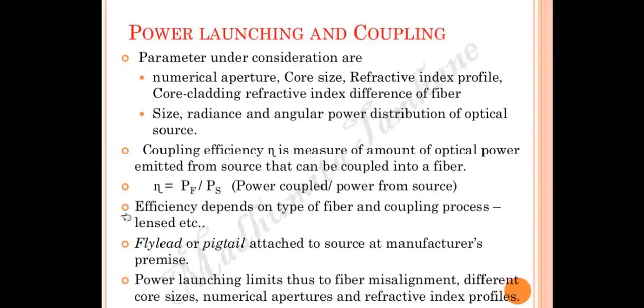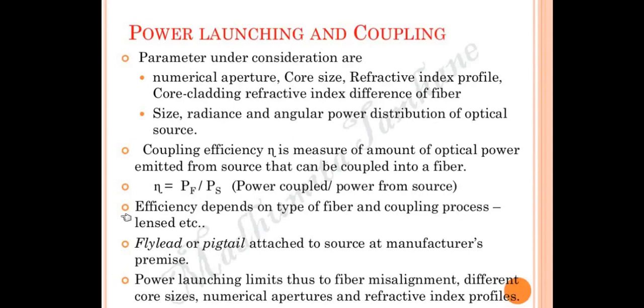So in the previous class, we discussed power launching and coupling. We'll take a quick recap of that and proceed ahead. In the previous class, what did we see about power launching? We saw its efficiency. Eta is equal to the coupled power divided by the power from the source. If you divide the coupled power by the power of the source, we can find its efficiency, right?